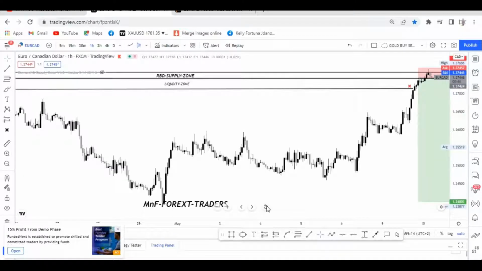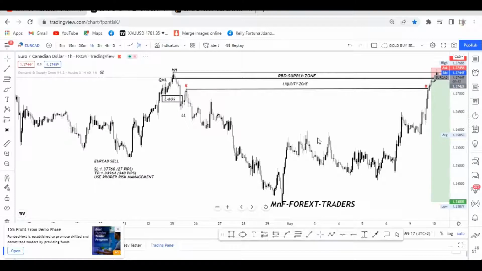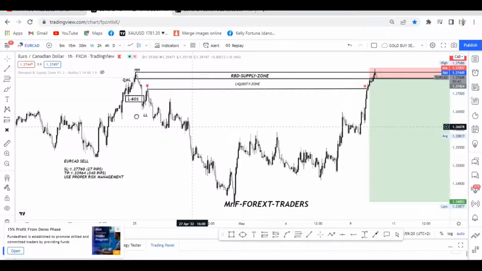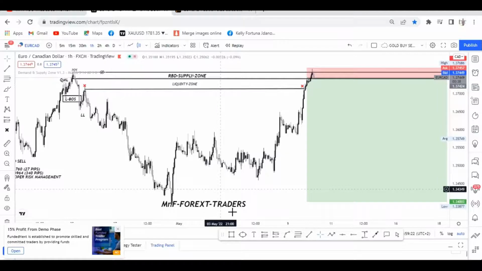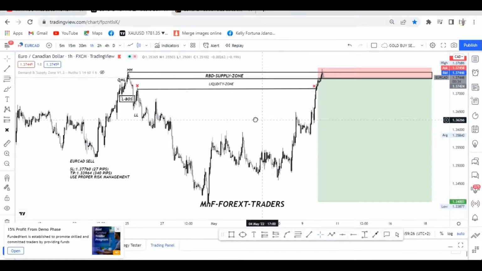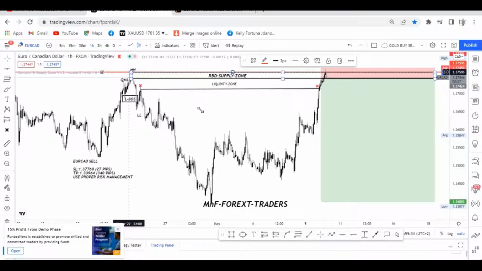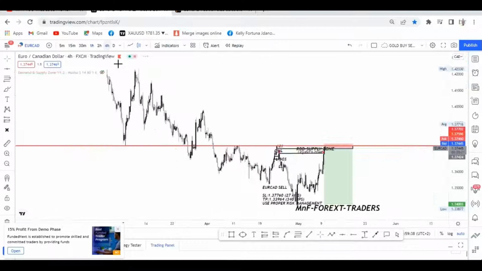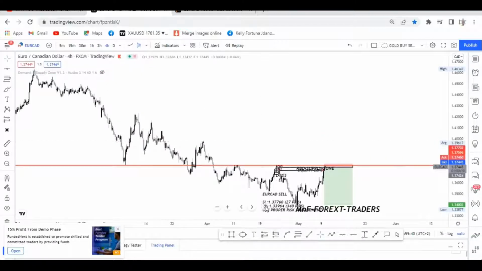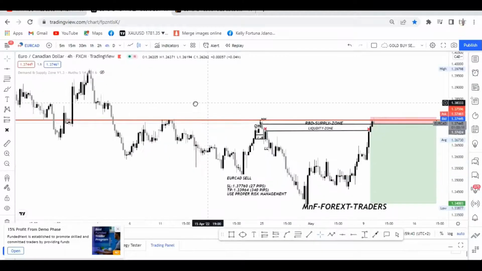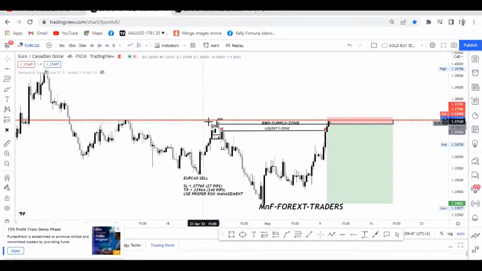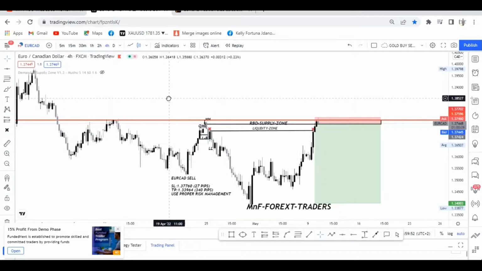So this setup meets our criteria. Of course, I must mention that there's one little thing about this trade. It's a little bit risky. Why am I saying this? Because if I put a line on this particular candle right here, and then we go to the higher time frame, you realize that we had a touch of this level right there. So already this makes this particular trade risky.